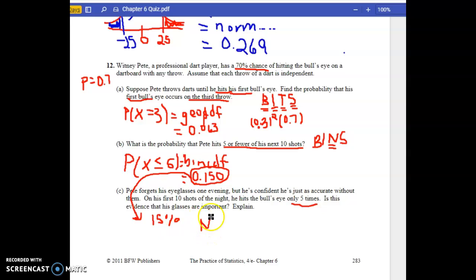So here you would have to say no, his glasses aren't important, because even with them, he could hit 5 or fewer 15% of the time. If you did the binom PDF with only 5, I think it ends up being like 0.103, something like that. You still get that same conclusion, that it's still not that unusual for that result to happen.